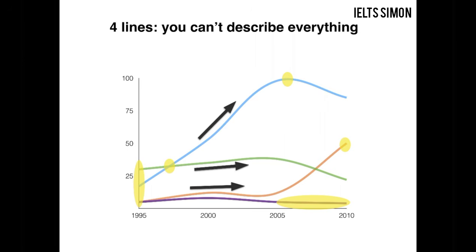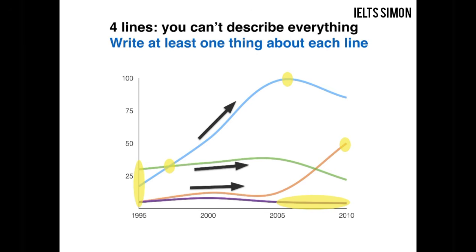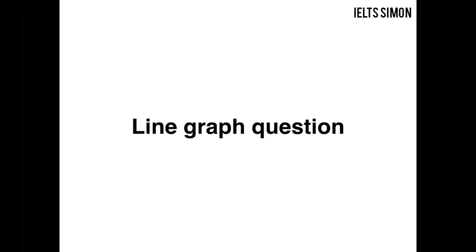My tip is write at least one thing about each line. Make sure you do some comparisons, and if you've got 1 or 2 things that you've said about each line, that should be okay. With that advice in mind, let's look at a line graph question now.